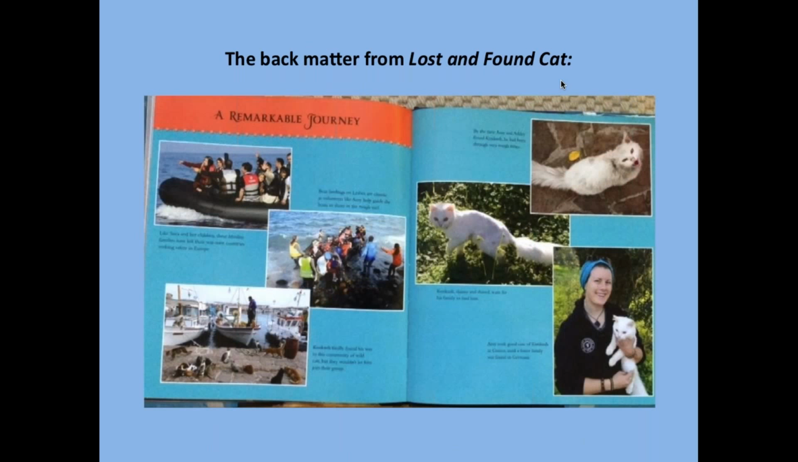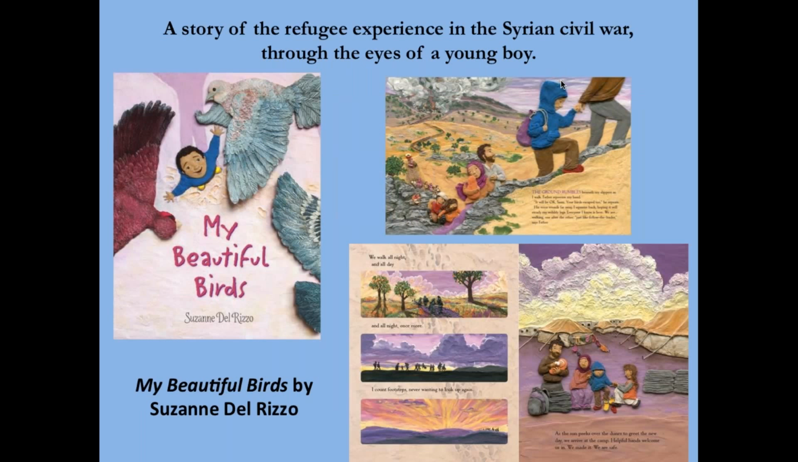In Lost and Found Cat, here's some back matter because that book is based on a true story, and here you see actual photographs of the cat who was separated from its family and then later reunited. And a story of the refugee experience in the Syrian civil war through the eyes of a young boy, My Beautiful Birds.